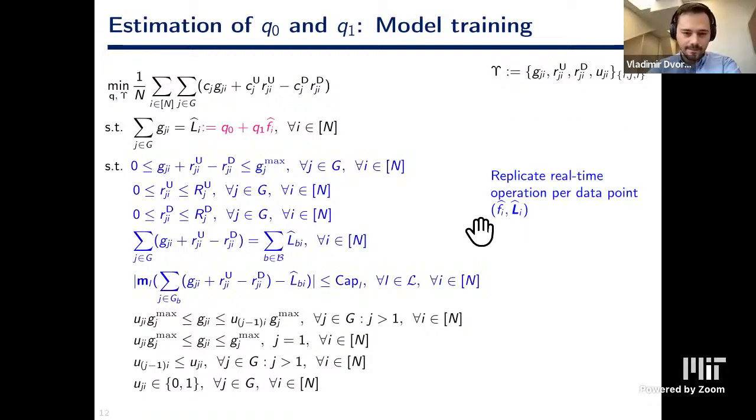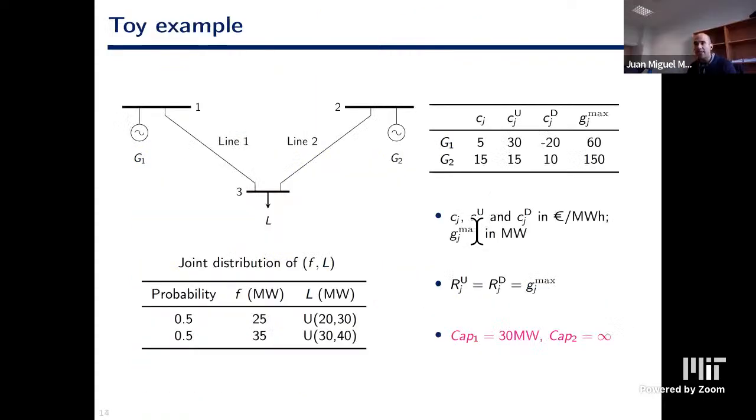Now let's see a toy example. My intention with this presentation is for you to understand what I'm doing, so we are going to use toy examples all the time. This is a small 3-bus system that consists of 2 generators, G1 and G2, 2 lines, line 1 and line 2, and a load placed at bus 3.